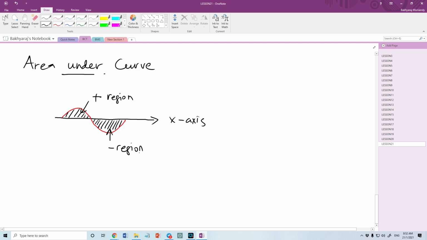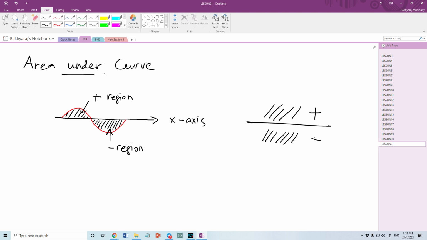So, what is the main thing that we need to understand? Positive is on top of the x-axis, negative is below the x-axis, and the position of the area is counted as positive or negative. If your area is here, you get a positive answer. If your area is below the x-axis, you get a negative answer. So that is the definition of positive and negative. Sometimes you get a negative answer, meaning the position of the area is negative.